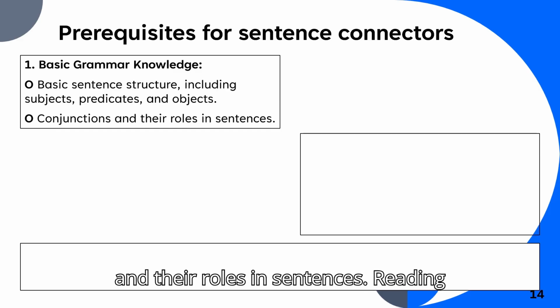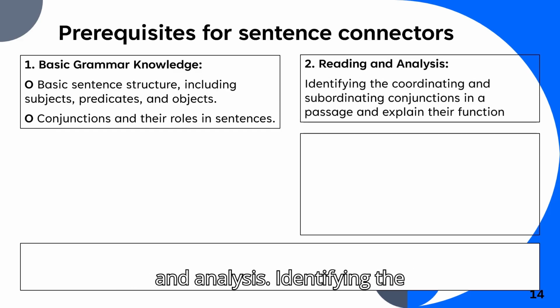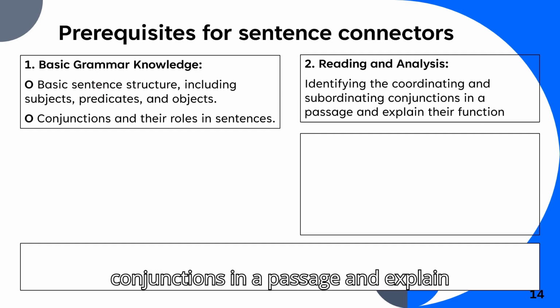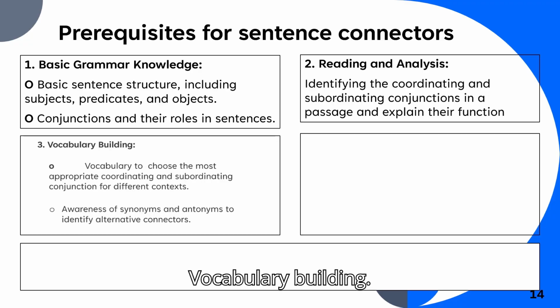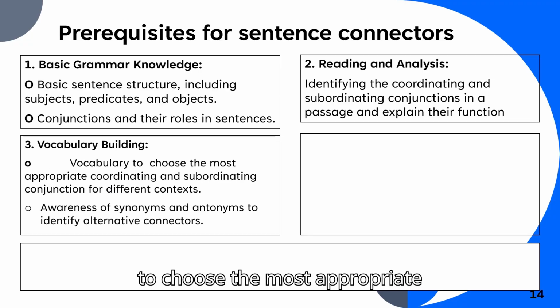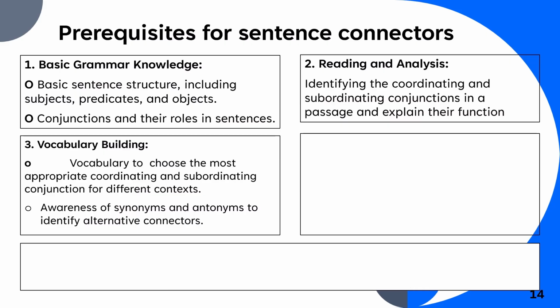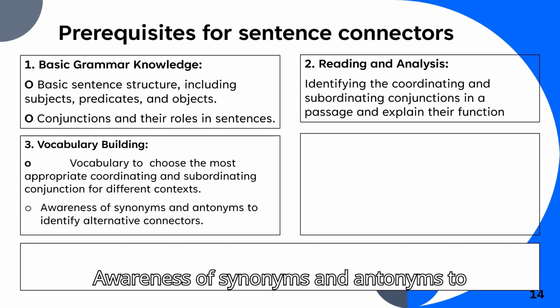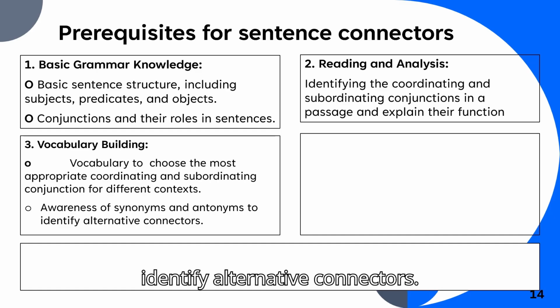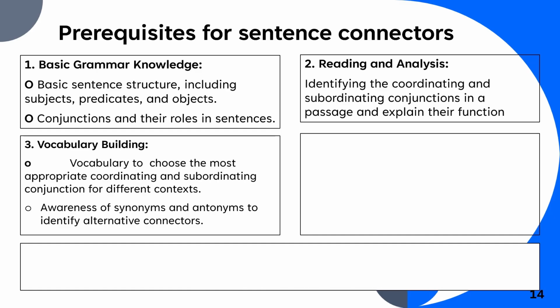and their roles in sentences. Reading and analysis: identifying the coordinating and subordinating conjunctions in a passage and explaining their function. Vocabulary building: vocabulary to choose the most appropriate coordinating and subordinating conjunction for different contexts, awareness of synonyms and antonyms to identify alternative connectors.